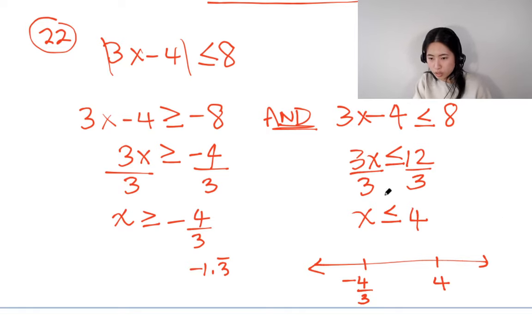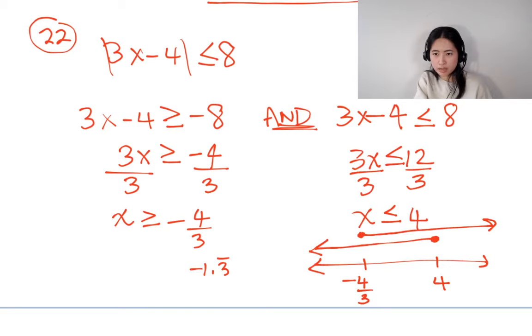Yeah, let's start with the 4. So it says here less than or equal to 4, so that's included. And then you have this going to the left, because it's less than. And then you have -4/3 on the other hand, which is going to be included as well. So this is going to the right. And as you can see, the overlap is right here.